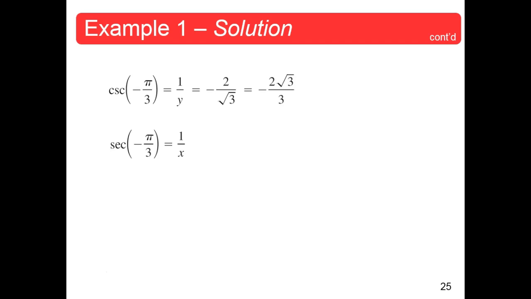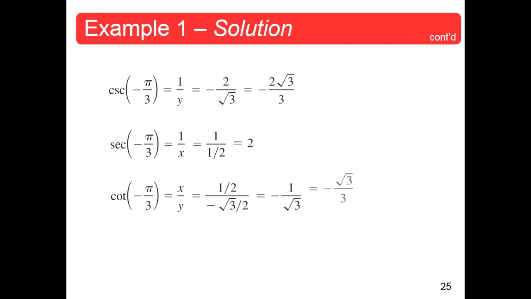Secant of negative pi thirds is 1 over x, and if you remember, the x was just 1/2, so that would be 1 over 1/2, and that would be 2. And the cotangent would be x over y, and there we have the x, there we have the y, so it's 1/2 over negative root 3 over 2, which would be negative 1 over root 3, which would be negative root 3 over 3. Good deal. Just like we got, right? Good deal. Any questions?